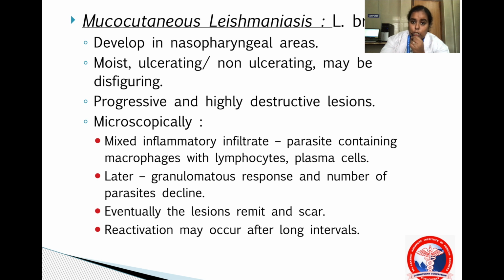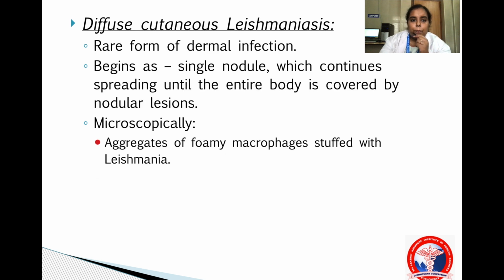Mucocutaneous leishmaniasis develops in the nasopharyngeal areas. Microscopically, you're going to see parasite-filled macrophages, also lymphocytes and plasma cells. Later, the granulomatous response declines and eventually leads to scarring. Reactivation may occur after a long interval.